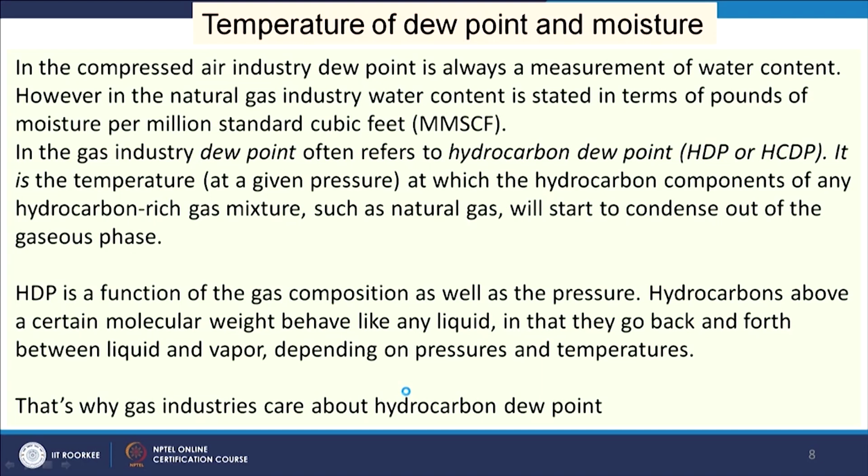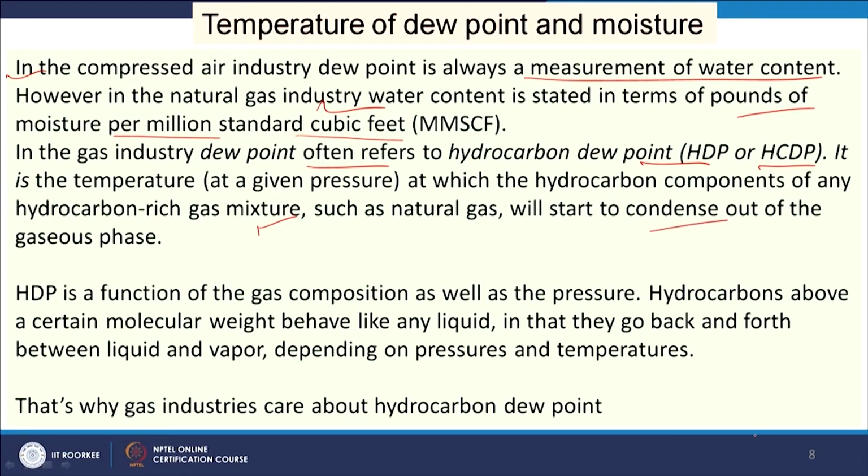Now, temperature of dew point and moisture. This is the dew point definition, and the significance is different for different cases. If we consider the compressed air industry, then dew point is always a measurement of water content, but in the natural gas industry, water content is stated in terms of pounds of moisture per million standard cubic feet, and dew point often refers to the hydrocarbon dew point, that is HDP or HCDP. It is the temperature at which the hydrocarbon components of any hydrocarbon rich gas mixture such as natural gas will start to condense out of the gaseous phase. So, it is the minimum temperature at which the hydrocarbon gas starts to condense. This is your dew point.